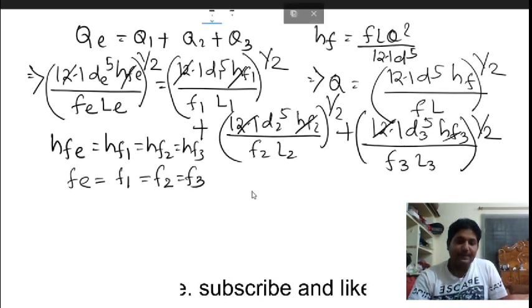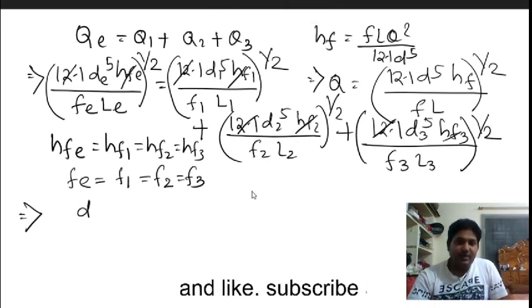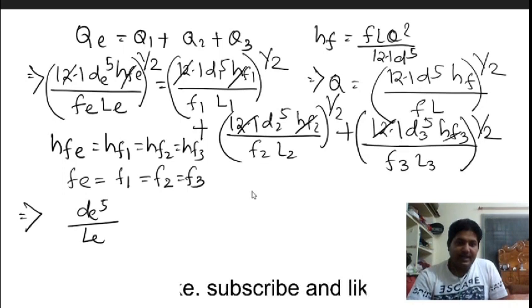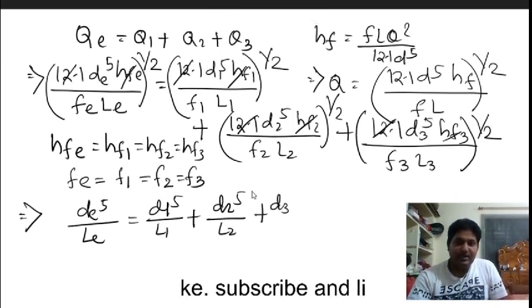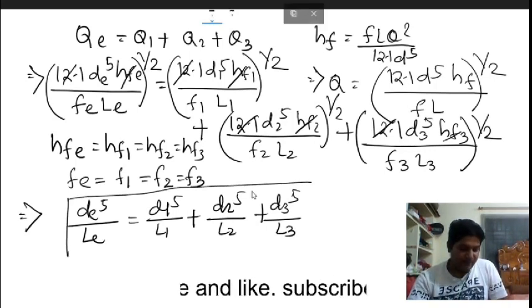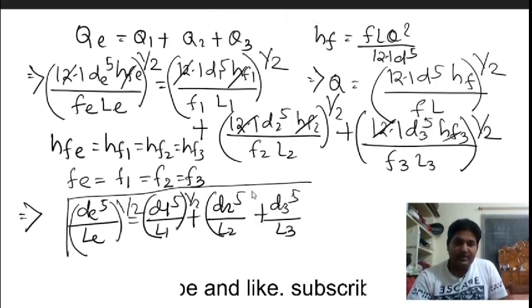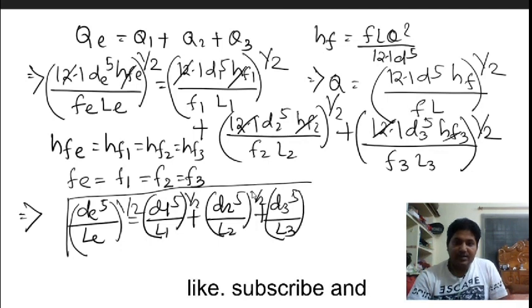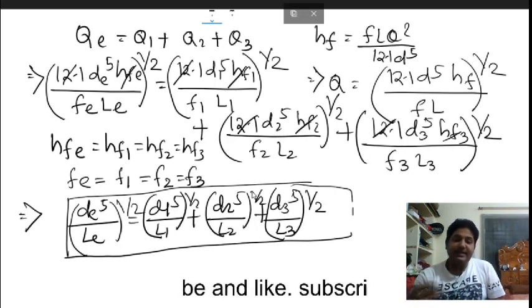If you take these to be the same, it comes out to be D_E to the power 5 by L_E, equal to D1 to the power 5 by L1, plus D2 to the power 5 by L2, plus D3 to the power 5 by L3. So this is the relationship, and there is a square root on each term. So this is the relationship between the compound pipe and the equivalent pipe.